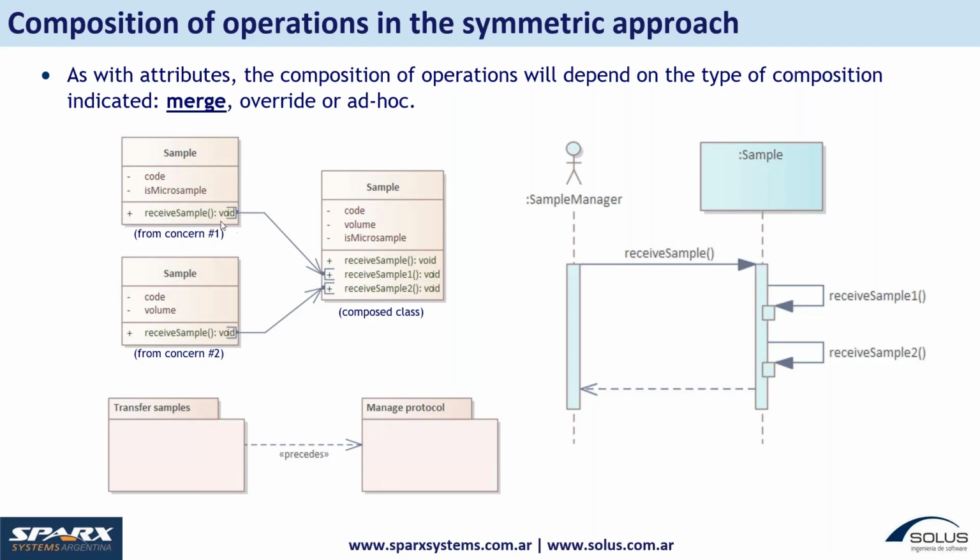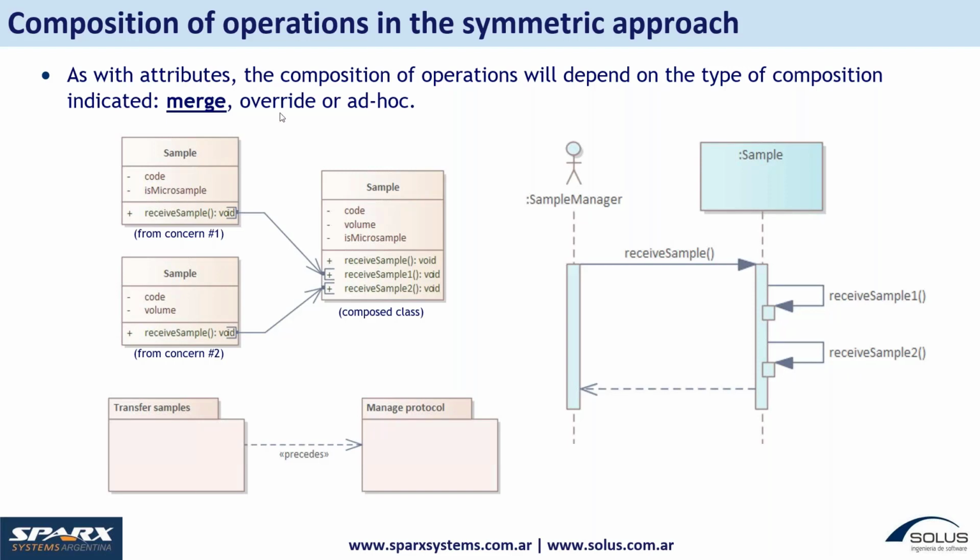Regarding attributes, we can see that in the previous classes we have two attributes in one class and two in the other class, but when they are composed, we will have three attributes because code is present in both original classes. In case we have different types or different properties for an attribute, the final property will be the wider one, the property that is covering both cases.